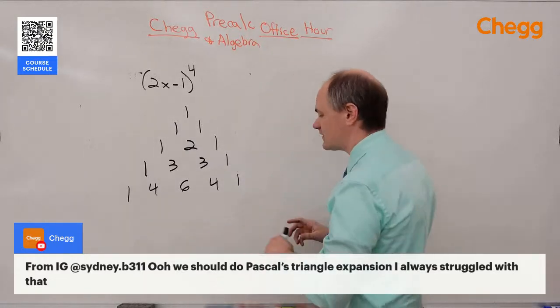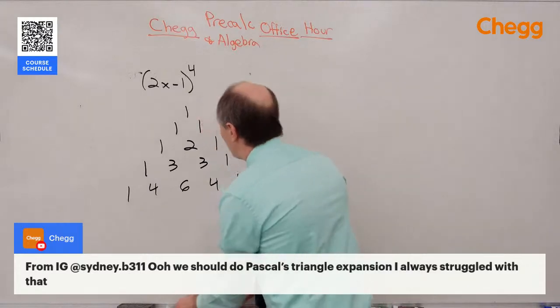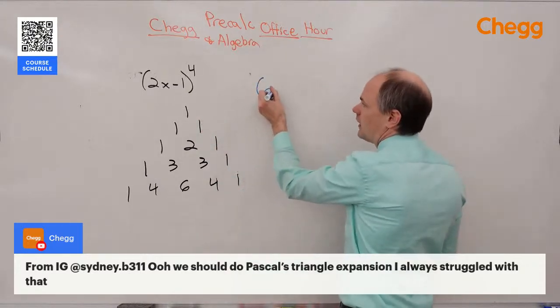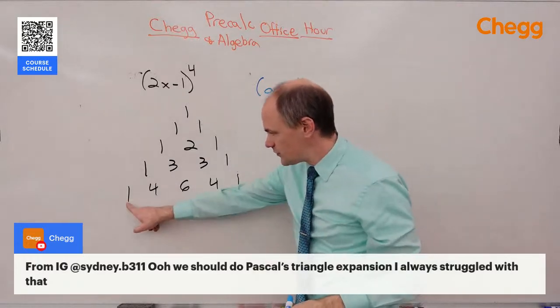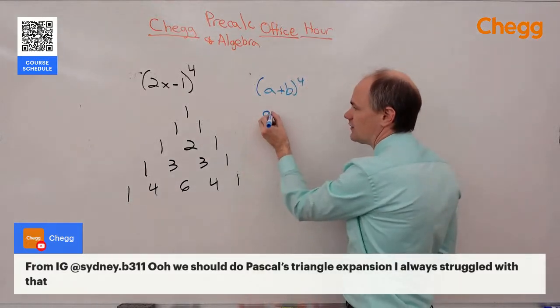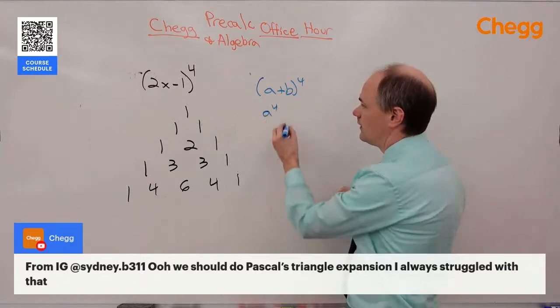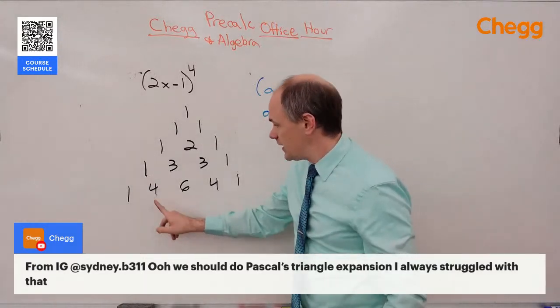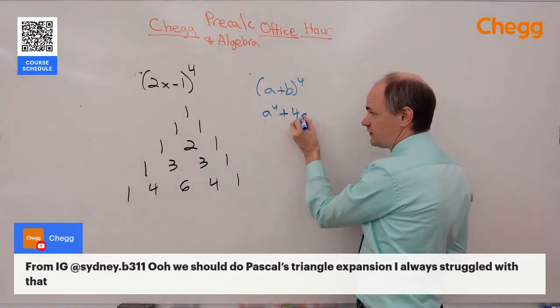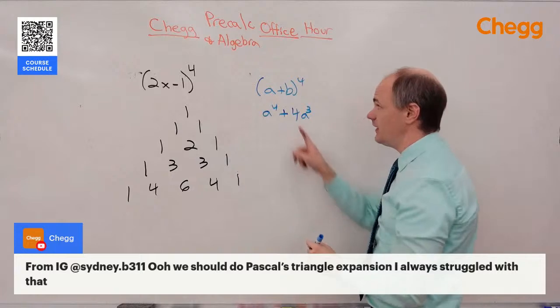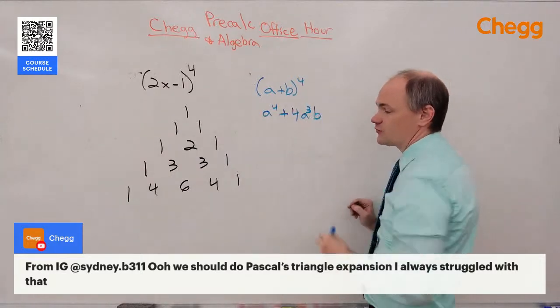These numbers tell us how we're going to multiply out a plus b to the 4th power. We put the number 1 in front of the a to the 4th power. Plus, we put the number 4 in front of, now the a's are going to count down, so it's going to be a cubed, and the b's are going to count up. Now there's 1b.